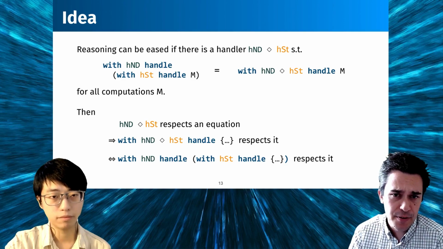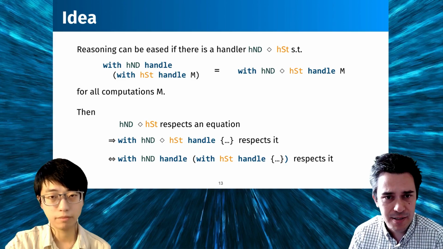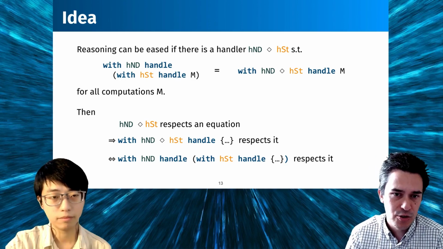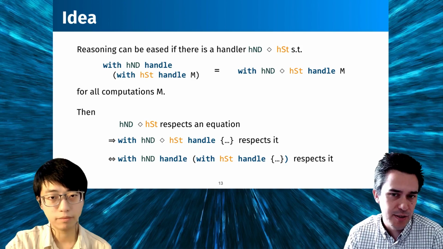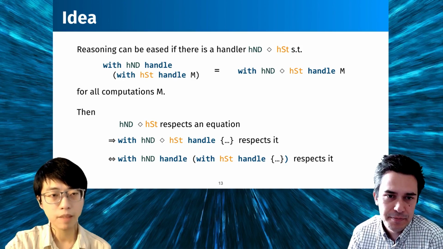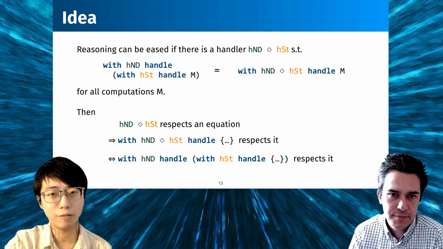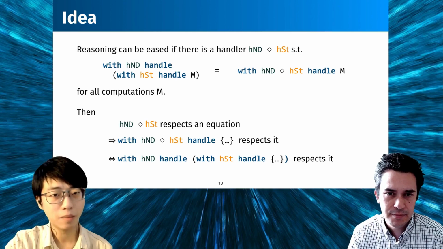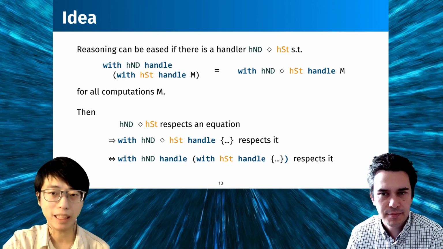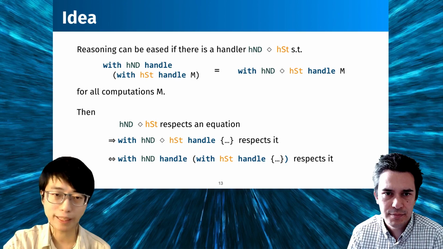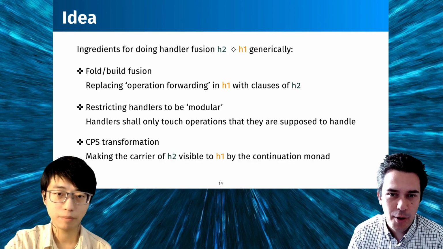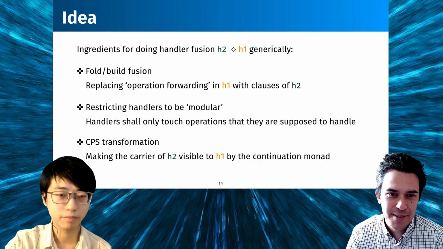The point is verifying that the fused handler respects an equation is relatively easy, and it implies that handling with the fused handler respects the equation too, since the with handle construct is a model homomorphism of the effect theory. Right. And then handling the fused handler is equivalent to the composite handler. It sounds a good idea, but it's not immediately clear to me how to define your diamond operator for fusing handlers. Well, my friends Nick and Tom had a paper on optimizing effect handling by fusing handlers. I think we can tailor their technique to meet our needs.